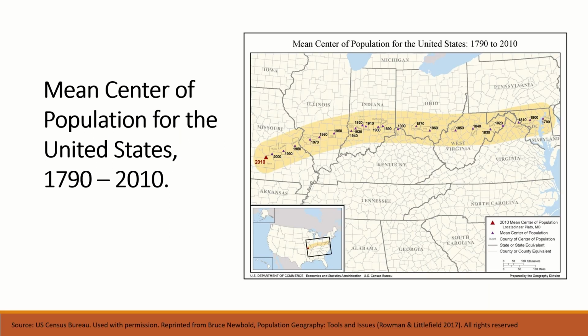Here's an interesting map that is showing the center of the country. So if you were to measure geographically the center of the population, you can see how it has shifted west and southerly over the last couple of centuries. So this is the kind of thing that we're interested in measuring, but it goes a lot further than this.